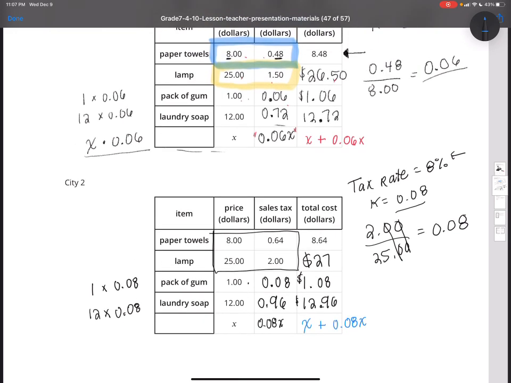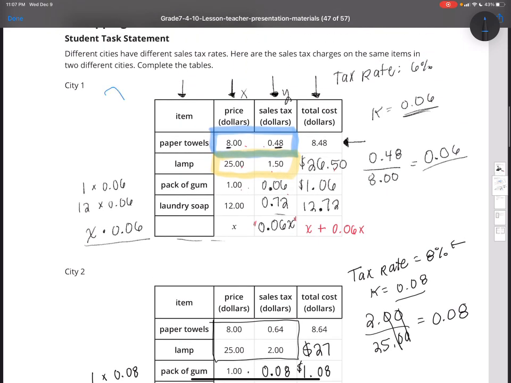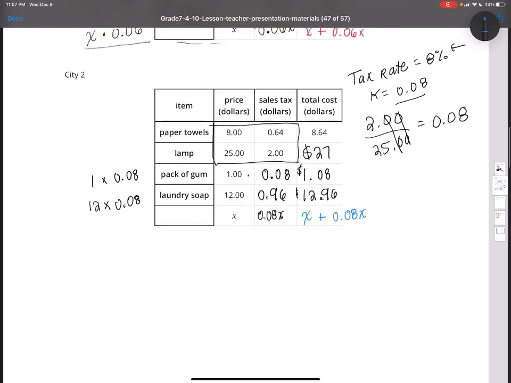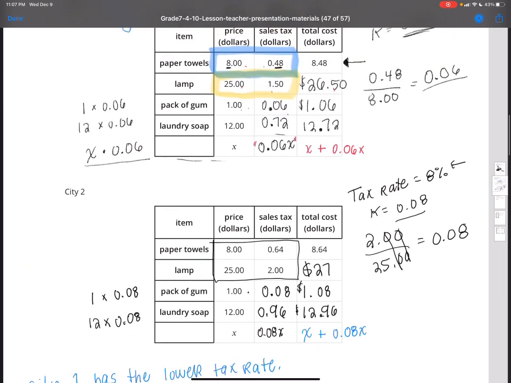Alright? So, if we were comparing the price, it would be best to go to City 1. And you could say City 1 has the lower tax rate. And being that it has the lower tax rate, the prices will be lower. Even if it is by a few cents, it's still lower. Okay, guys? Every penny counts.